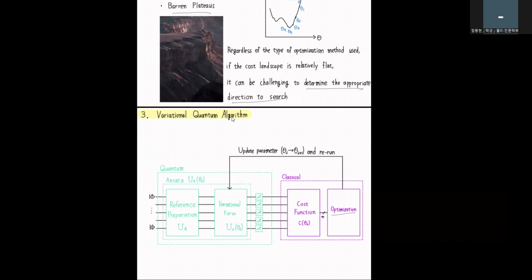Now, of course, this involves a lot of tweaking to get the right ansatz, but generally the variational quantum algorithm is one of the first algorithms that has been demonstrated to have some sort of utility on the current noisy quantum computers of today.